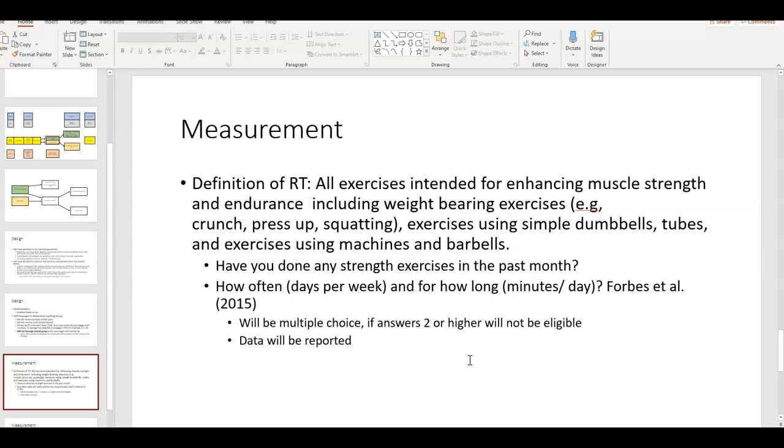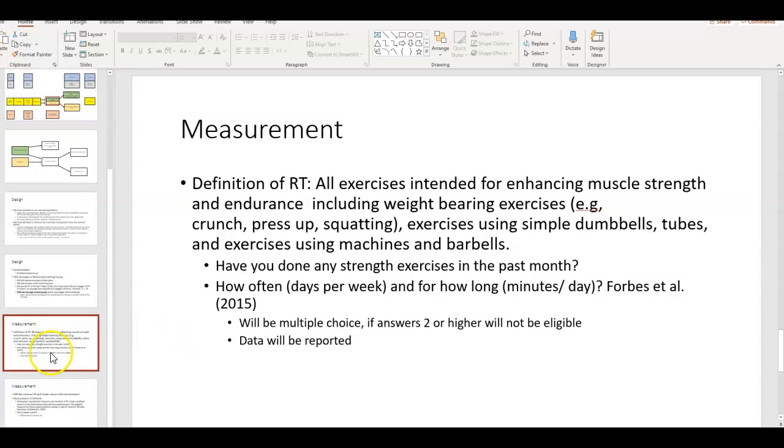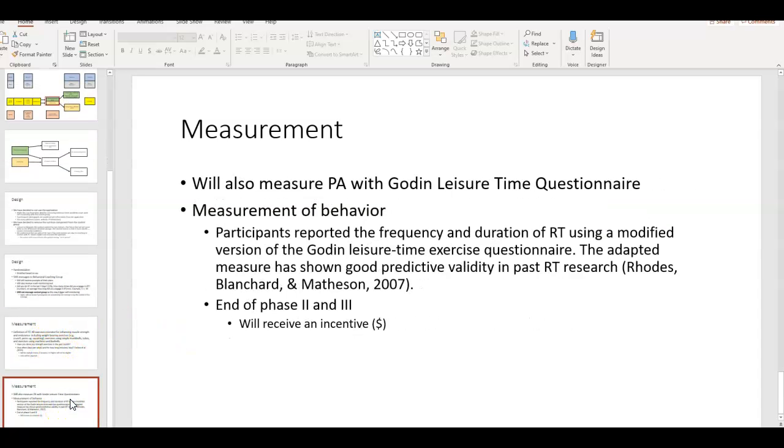The next question for inclusion will be based on what Forbes used. Have you done any strength exercise in the past month? How often and for how long? It will be multiple choice. If they answer no, then they would be included. If they say yes, we would offer 1, 2, 3, 4. If they pick any number that's 2 or higher, they won't be eligible. We'll also have that data reported if they have reported that on average they do 1 day of resistance training.